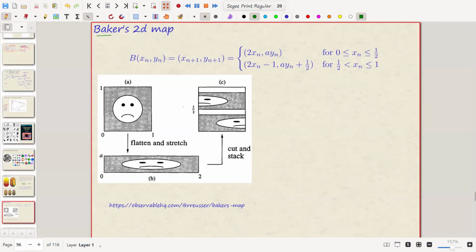Another map, I'm just showing it here to give you an intuitive idea. Don't worry about this map; it is defined in this way. It might be complicated, but see this picture here. This is picture A. What you do is flatten and stretch this. So of course you can get this. Then you cut it and stack it together. A more detailed version of this, I would like to play here. Let me see if you can understand this part.